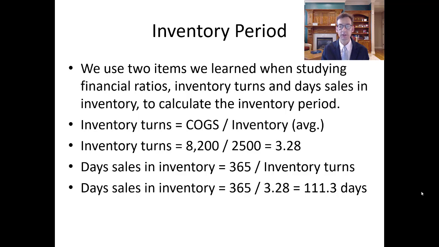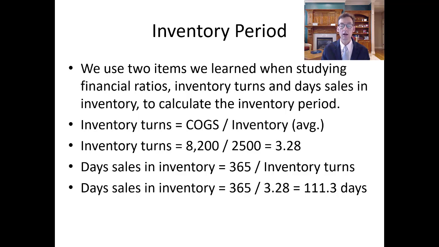Now let's talk about the reason that we use cost of goods sold here instead of sales. The trick is that cost of goods sold and inventory are both recorded at cost. So if I pay $8 for an item and then sell it for 10, it'll show up in both cost of goods sold and inventory at $8. And so we do that so we'll have a fair, apples to apples comparison between the cost of goods sold and the inventory.